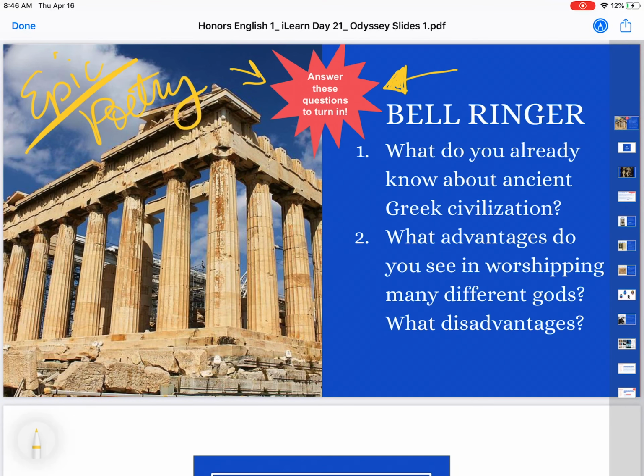So if we were in class, which I wish we were because this is one of my favorite units, it ranks up there with short stories and the novel. But if we were in class, I would say, okay, before we start reading, let's see what you remember or what you already know. So for your bell ringer, you will need to answer these questions in that doc, rather. What do you already know about ancient Greek civilization? And what advantages do you see in worshiping many different gods? And then also what disadvantages.